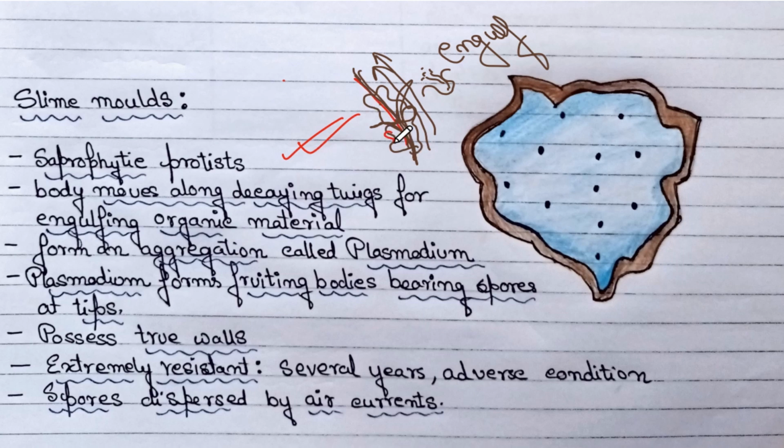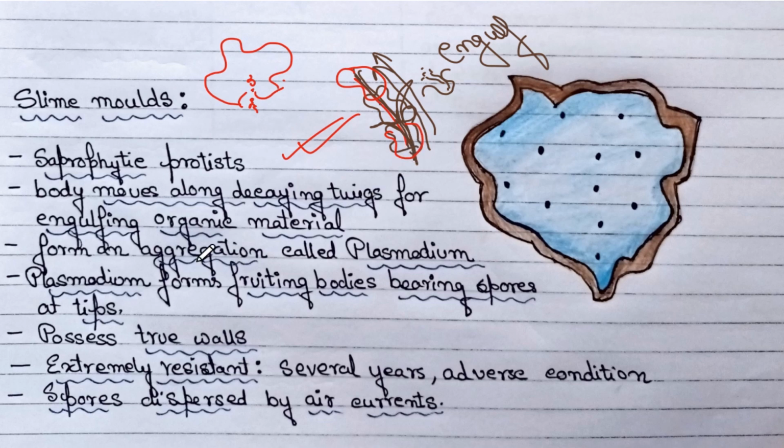So they will move along this twig, and in this process, they will engulf the organic matter. How? Like this, one pore will be created and organic matters will be going inside. So this is the way slime molds arrange for their food.